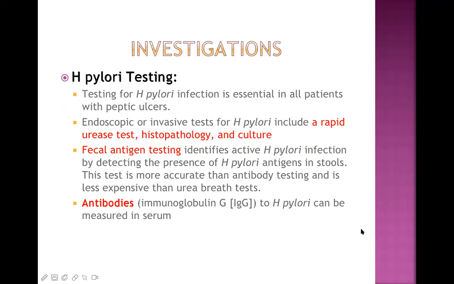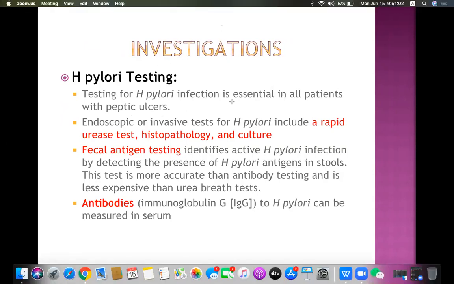Now, Helicobacter pylori is one of the main causative agents of peptic ulcer disease, so we need to prove it. Yes, this Helicobacter pylori is present inside the stomach or duodenum, and it is responsible for peptic ulcer disease. Now, how do we do that? See here. Testing for Helicobacter pylori is essential in all patients with peptic ulcer, which is a must. Now, how do we do that?